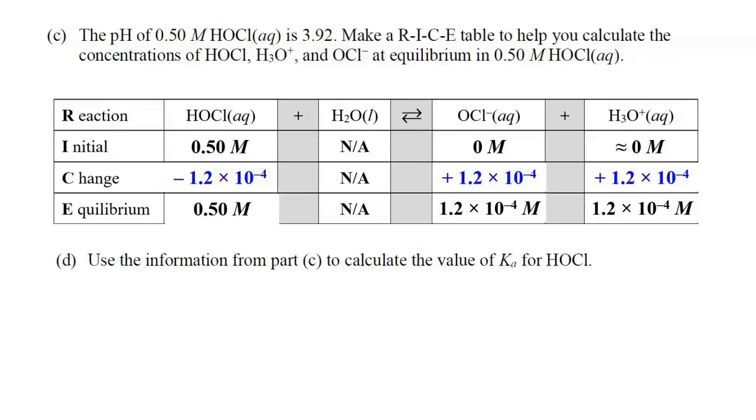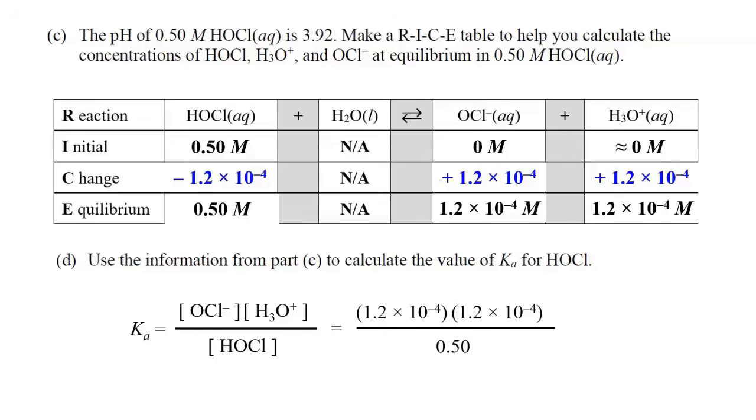Remember that earlier in part B of this question, we had already written the Ka expression for hypochlorous acid. The Ka expression is concentration of OCl- times concentration of hydronium divided by concentration of hypochlorous acid. And looking at the final row of this RICE table, we now have numbers for all three of those species. We know the concentration of everything in solution at equilibrium. Let's go ahead and plug in the numbers from the final row of the RICE table into the Ka expression.